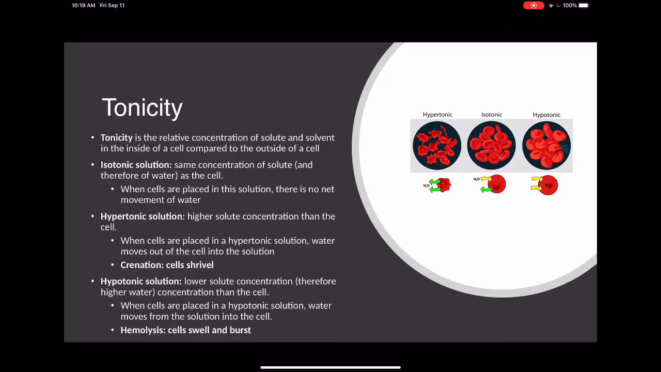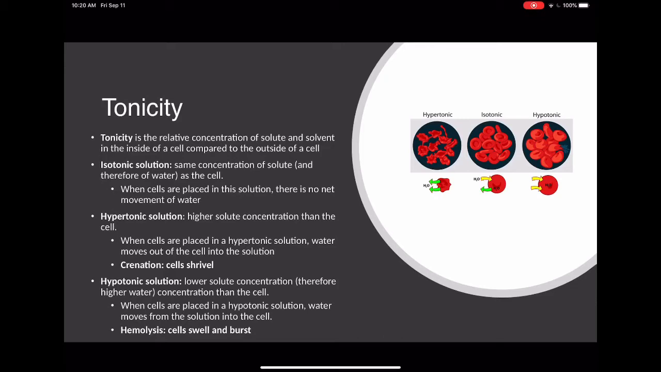An isotonic solution means that there is the same concentration of solute and therefore of water as the cell. And when cells are placed in the solution, there is no net movement of water. So if you've ever been to the hospital and you need fluids in the form of an IV, they will give you an isotonic solution. If they put pure water into your veins, you'd have an issue with your cells, because our cells don't exist in pure water. We have salt in there, lots of ions. So you'll get a saline solution. This saline solution is isotonic to the amount of saline in your blood.